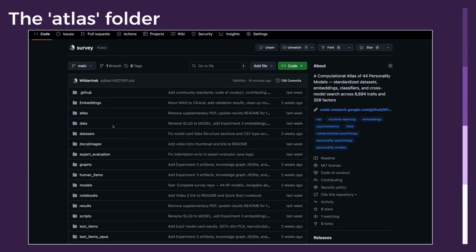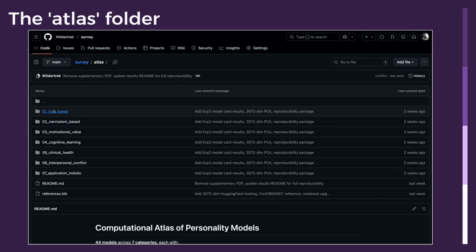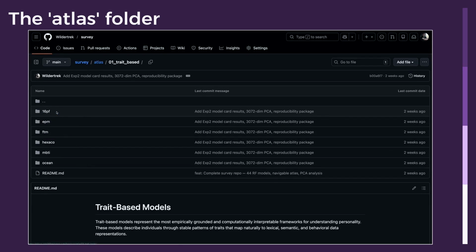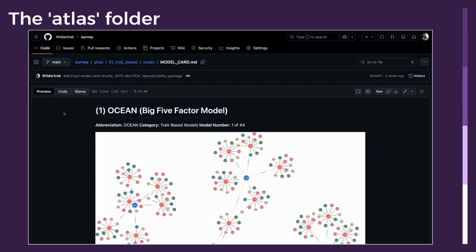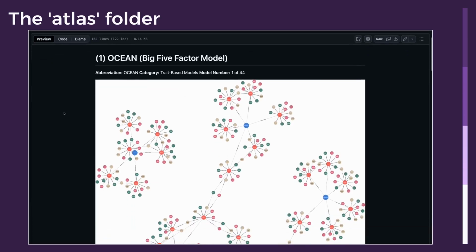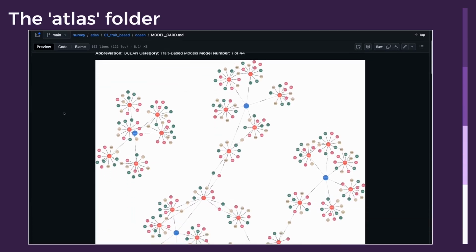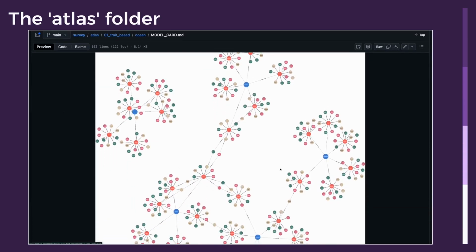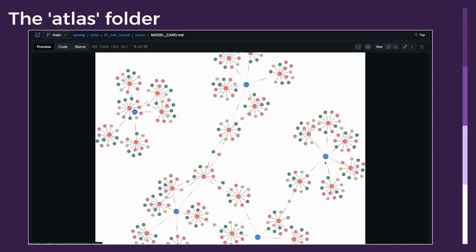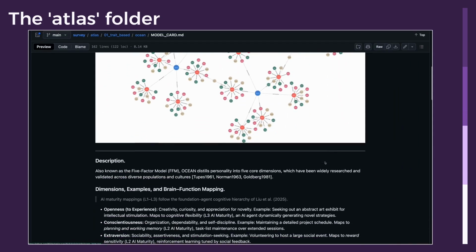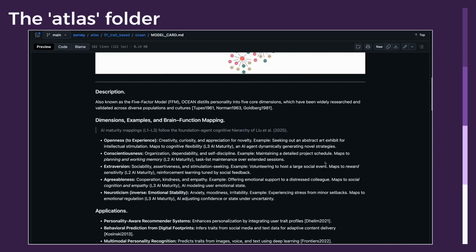The Atlas folder holds the core data. Every model has a model card documenting its theoretical basis, factor structure, and performance metrics. Navigate to the Ocean folder, also known as the Big Five factor model. 5 dimensions validated across cultures since the 1960s. Openness, conscientiousness, extroversion, agreeableness, and neuroticism. 120 traits, 5 factors. Novel item accuracy, 76.1%. Best in the trait-based category.